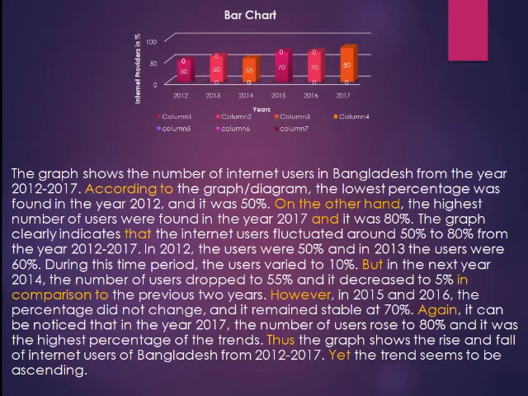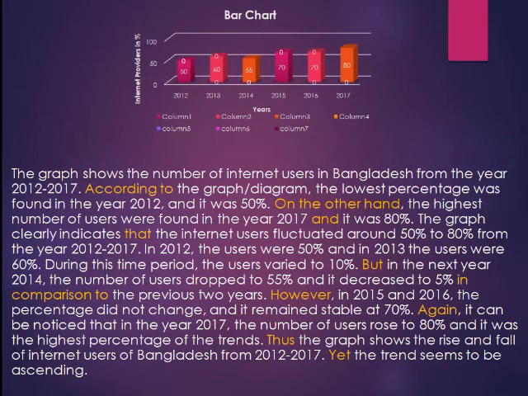The graph shows the number of internet users in Bangladesh from the year 2012 to 2017. The first line is the topic sentence, which is very important and which, of course, should be written in the present indefinite form. The next line is, according to the graph or diagram, the lowest percentage was found in the year 2012 and it was 50%. On the other hand, the highest number of users were found in the year 2017 and it was 80%. The graph clearly indicates that the internet users fluctuated around 50% to 80% from the year 2012 to 2017.